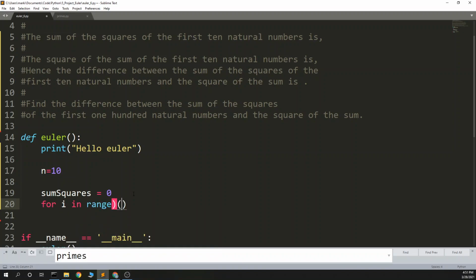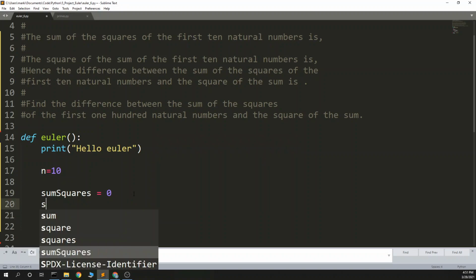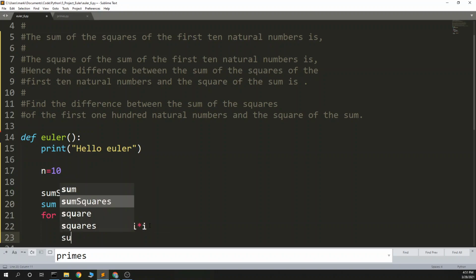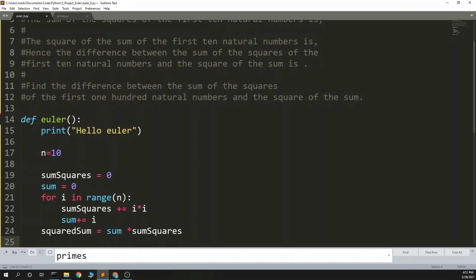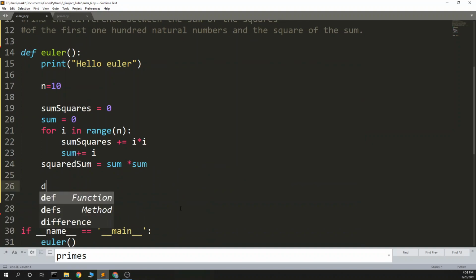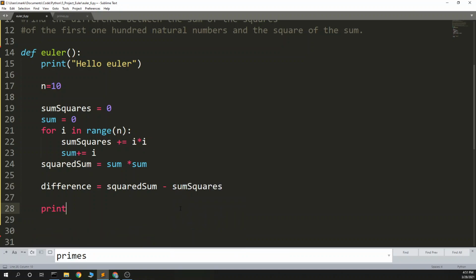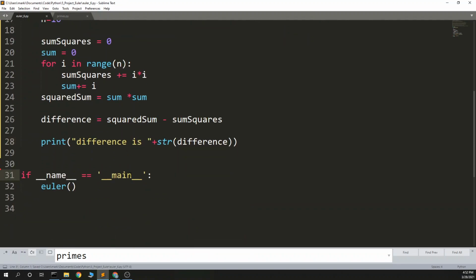For i in range n: sum squares plus equals i times i. And just sum equals 0. Sum plus equals i. Squared sum equals sum times sum. Difference equals squared sum minus sum squares. Print difference. All right, so this one is probably correct as is.